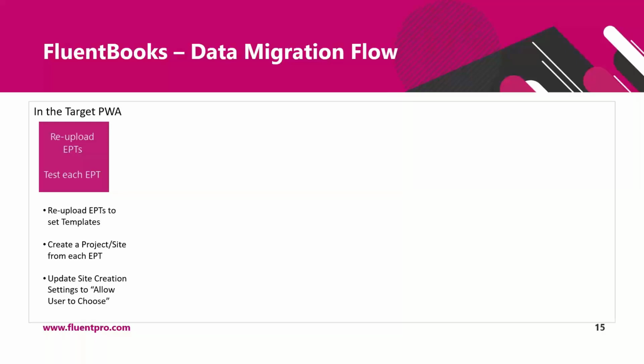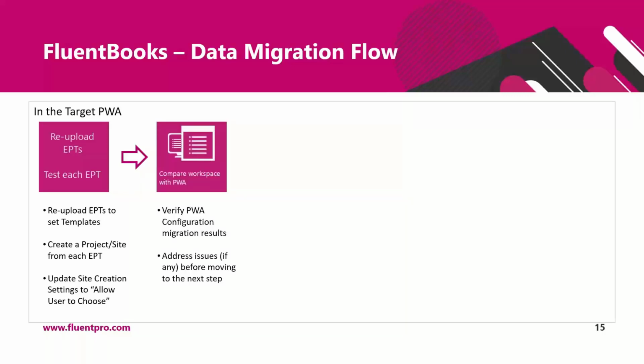If you set this site creation setting to do not create a site, project sites will be created incorrectly, using incorrect methods. So the correct setting for each EPT during projects and sites upload is allow users to choose. In this case, a blank site will not be created during project upload, but when a project site is created by FluentBooks, it will be created correctly and it will be connected to the correct projects.